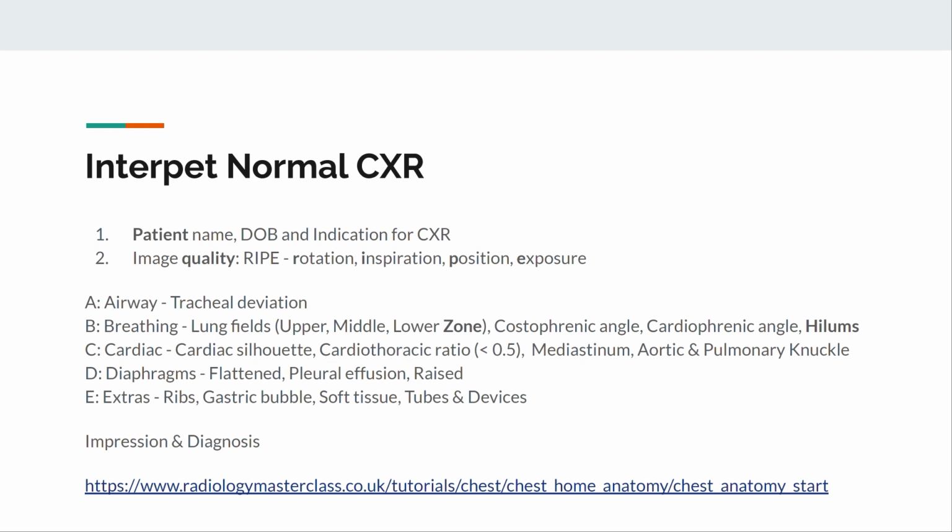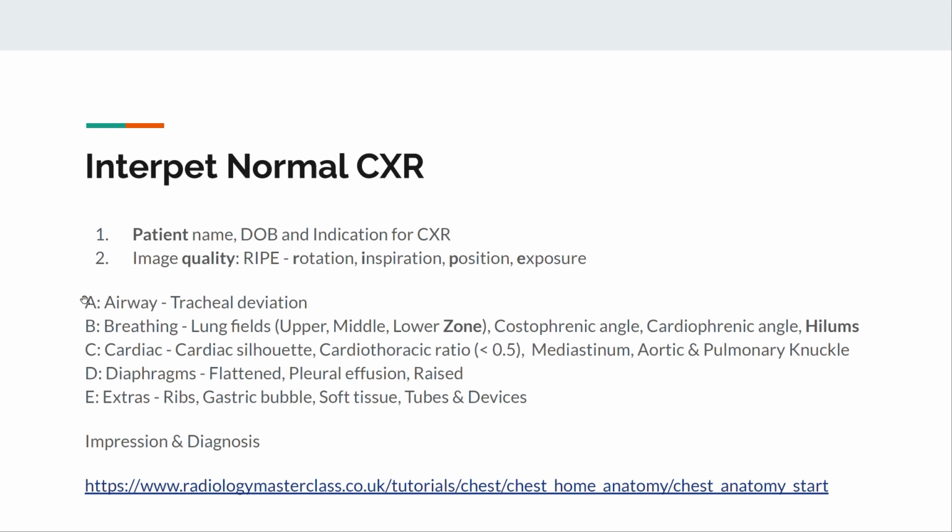The position, so you want to be able to see below both diaphragms and above both shoulders. And exposure, you want to see a couple of the thoracic spinous processes, but you don't want to be seeing lumbar spinous processes, in terms of how penetrating the x-rays are. Then you want to look at the actual x-ray.